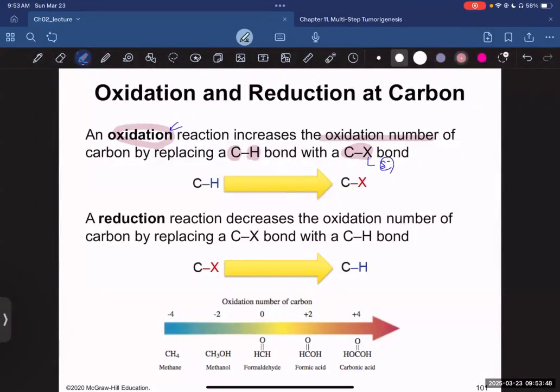Now, when we look at reduction, it's now going to replace something where the carbon was bonded to something more electronegative with something that's more electropositive. And so a lot of the times we say that when we have a carbon that's now going to lose its bond to oxygen or halides and now be replaced with a hydrogen bond, then in those cases it has undergone reduction.